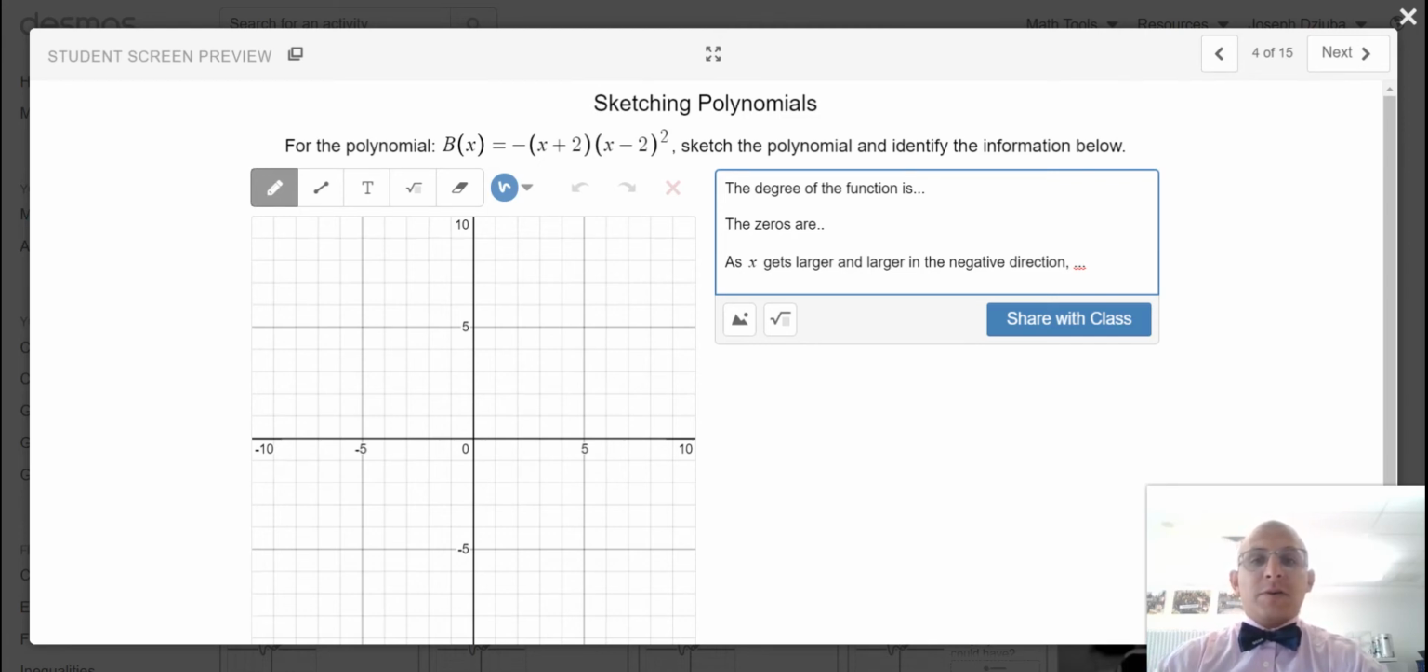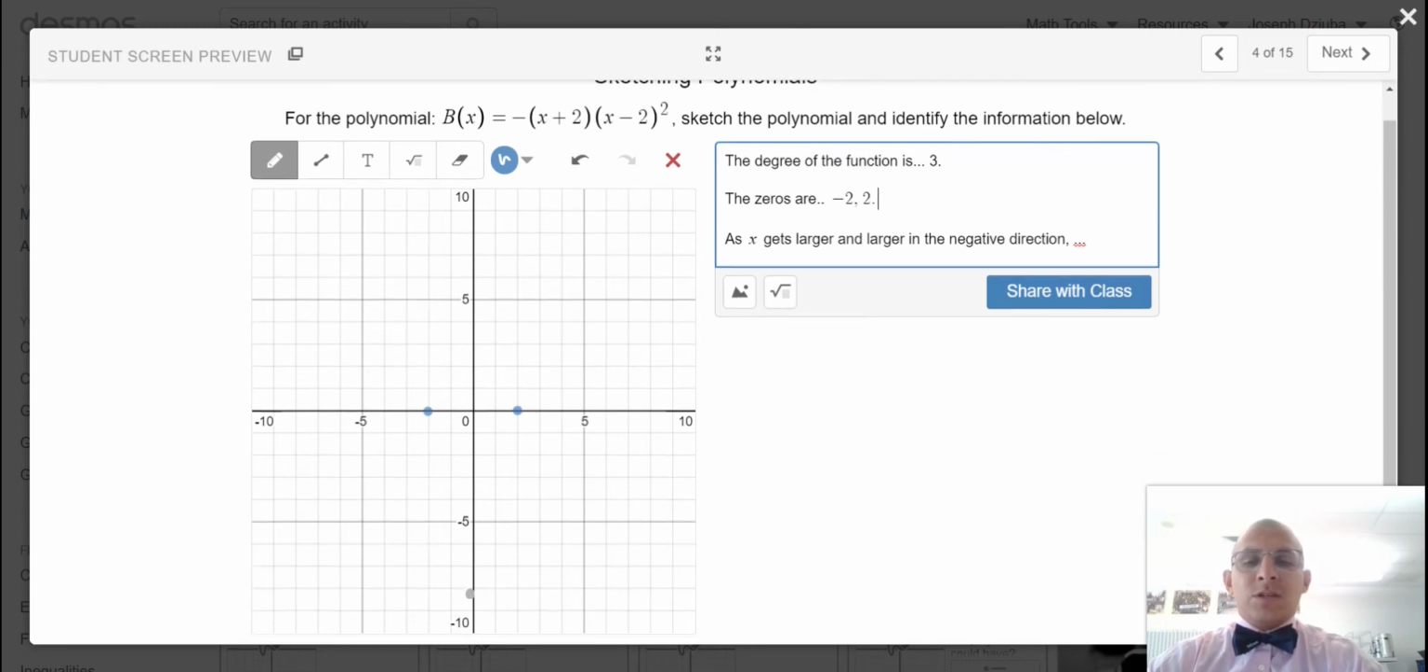But for the polynomial function b of x, I know that when I multiply this function through, the degree of the function is going to be 3. The zeros are going to be -2 and +2. I'm going to have a 0 here, a 0 there. If I wanted to determine the y-intercept, I could substitute 0 into x. I have 2 times -2 squared, which will give me 2 times 4, which is 8, but the negative outside will still yield a -8.